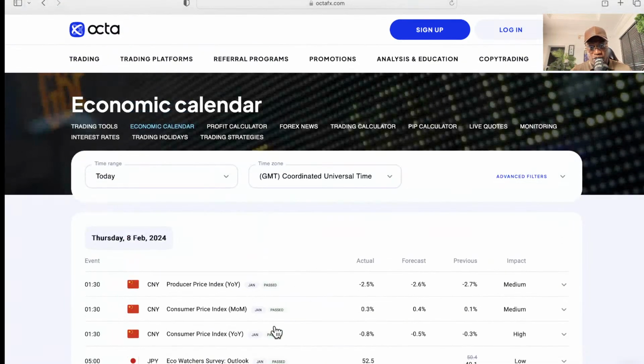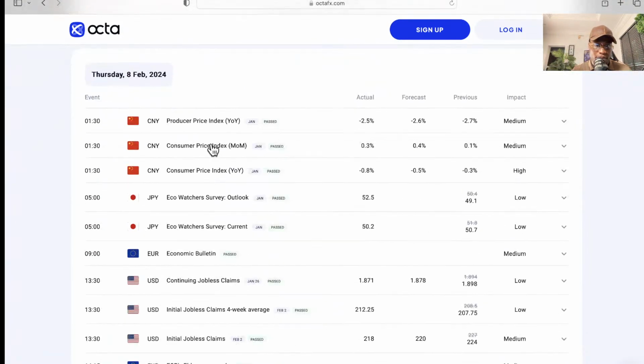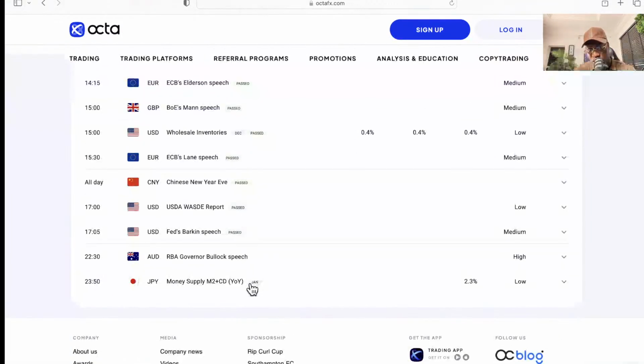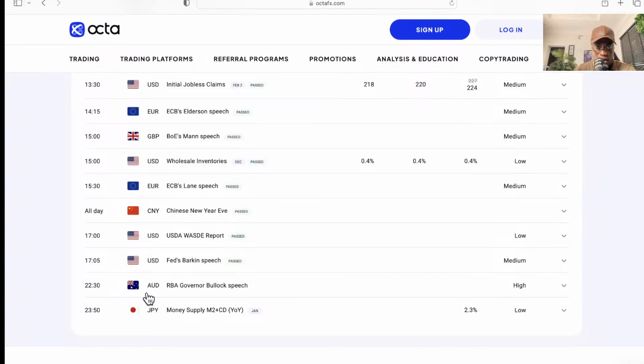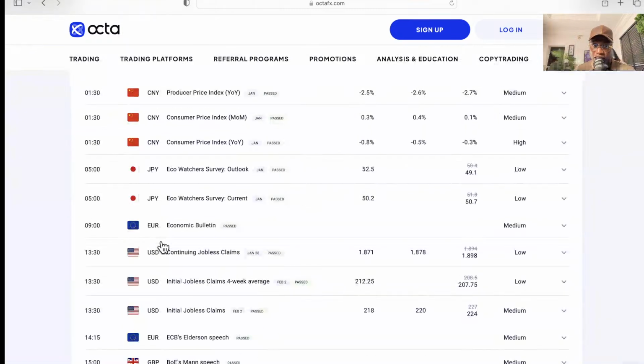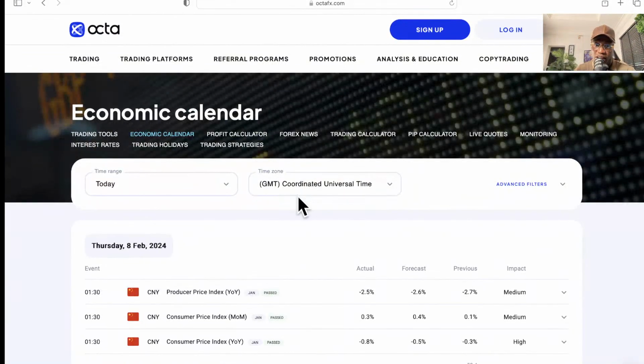Now, some of the important events we had today were the PPI, Chinese PPI, the producer price index, consumer price index. And I think the speech by Governor Bullock from the Reserve Bank of Australia today, this is happening at 10:30, right? So another thing to keep in mind would be the timing, because by default, this may not be at your specific time zone. So you also want to change this to your specific time zone so that you don't miss out on the reports for that day.